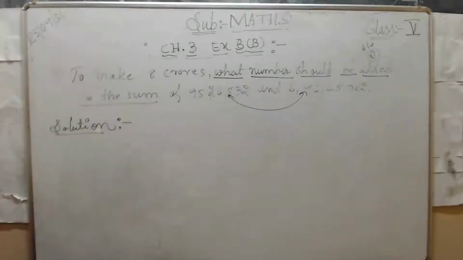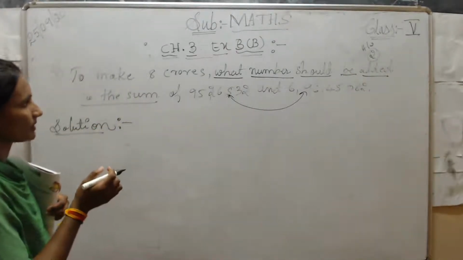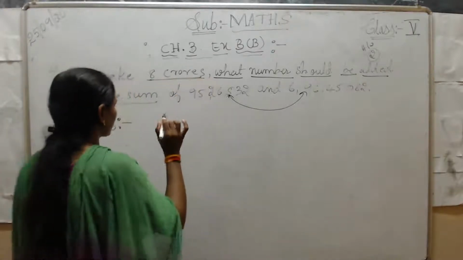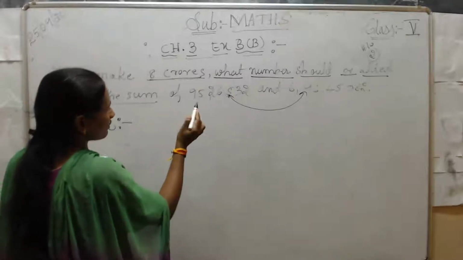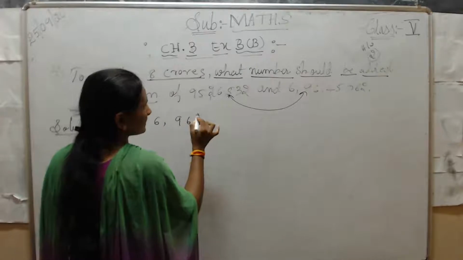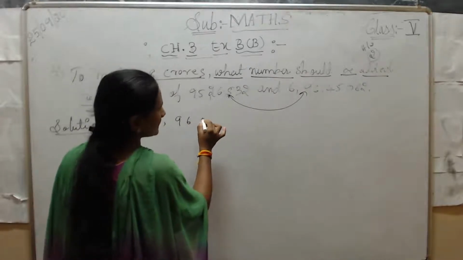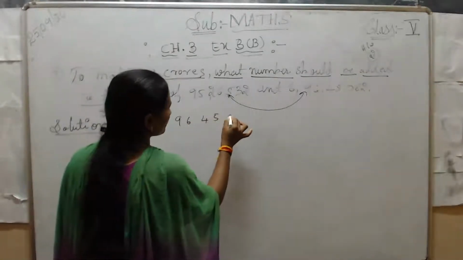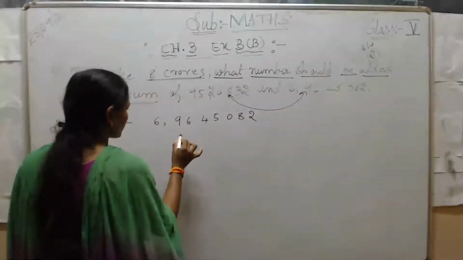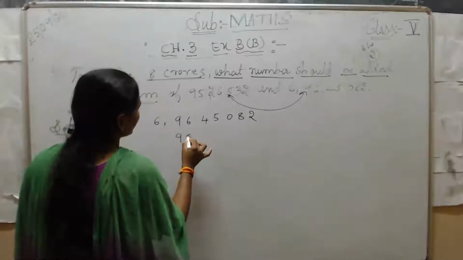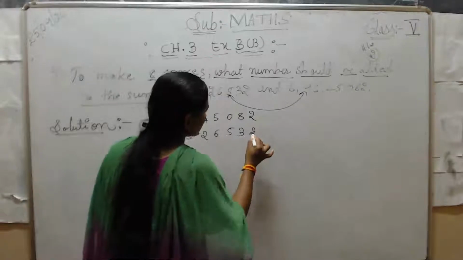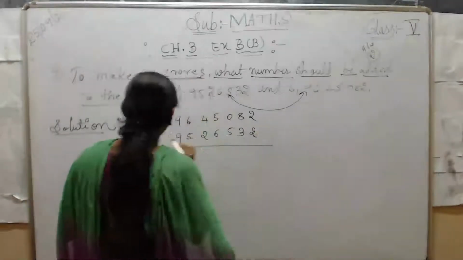So first you had the first numbers. Afterwards you write 8 crores, you can see 8 crores. First you have to write 6 crore 96 lakh 45,082. Next, 95 lakh 26,532. So first we have added.